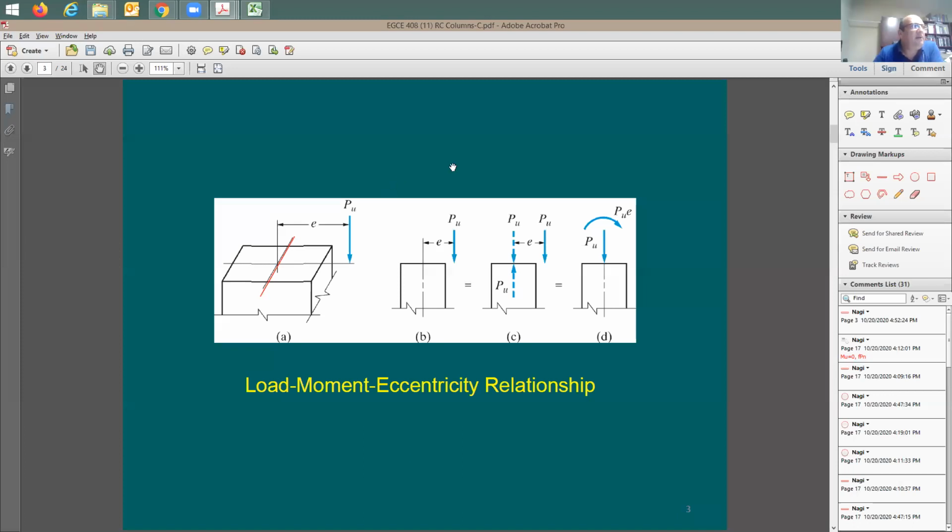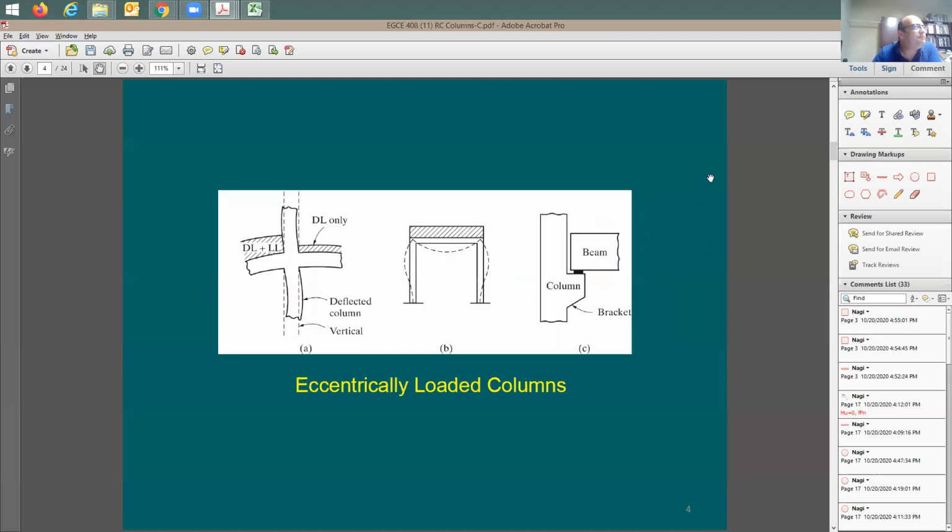All right. So what it means here is that I can replace this system, P sub u with some eccentricity E, and say that it is equivalent to these two forces. When you have P sub u at an eccentricity of E, it's going to be the same as having P sub u as a concentric force with some moment. And this moment is going to be equal to P sub u times E. So this system of forces is equivalent to this system of forces. Got it. Thank you.